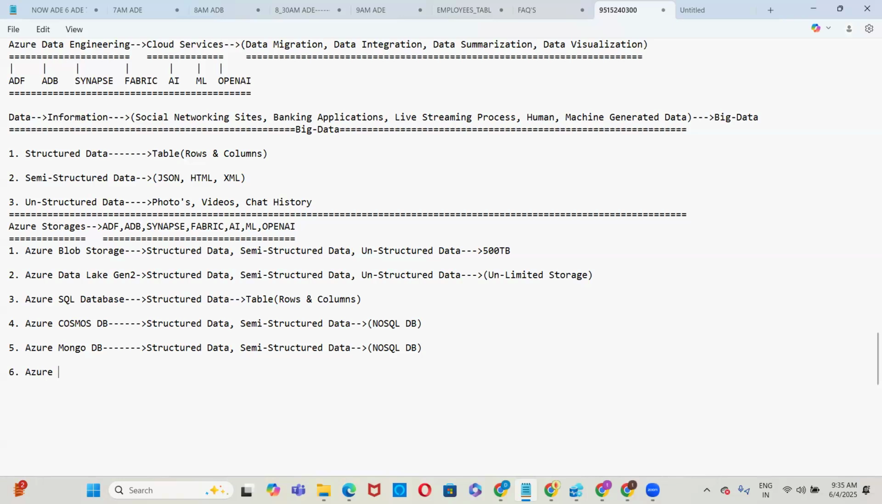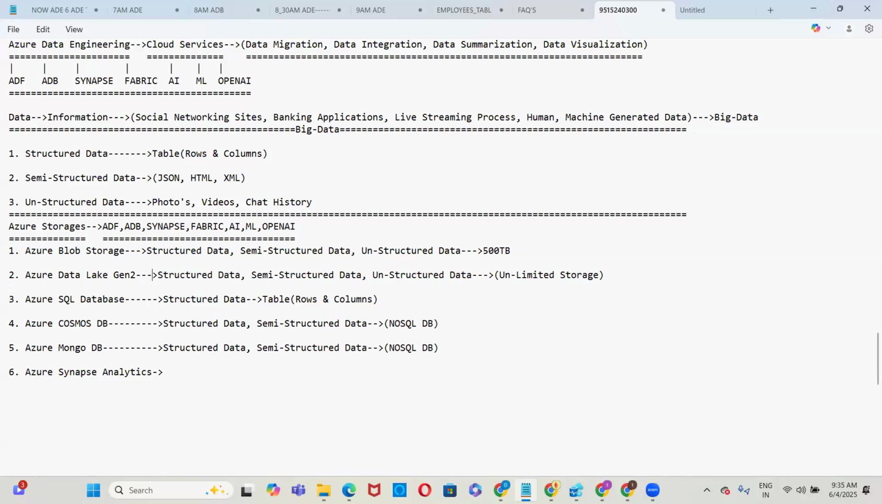So guys, we have Azure Synapse Analytics. As you already know, Azure Synapse Analytics is the data warehouse of Azure. Yesterday, I told you everything in detail about what a data warehouse is and how it works. So I don't think it is necessary to discuss it once again. Azure Synapse Analytics is the data warehouse of Azure.